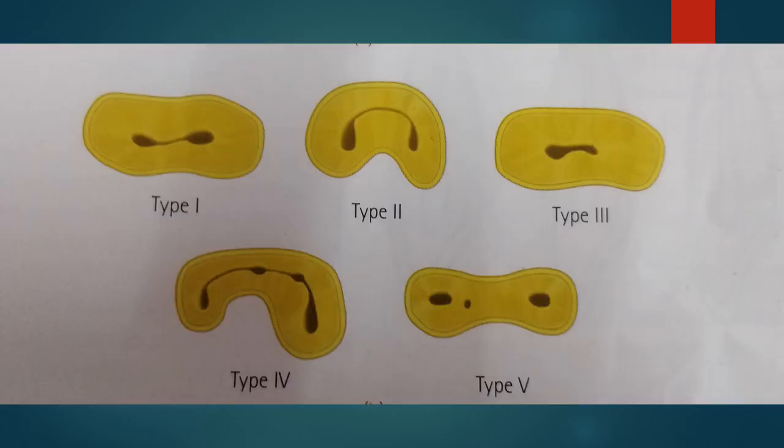See, type 1 faint communication between the two canals. Type 2 complete communication which can be visible also. Type 3 is complete but it is very short only. Type 4 is communication which may be complete or incomplete between 2 or 3 canals, and type 5 is invisible. The connections are invisible, right? This is type 5.